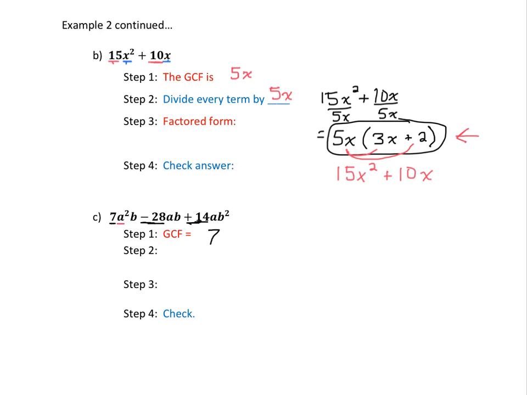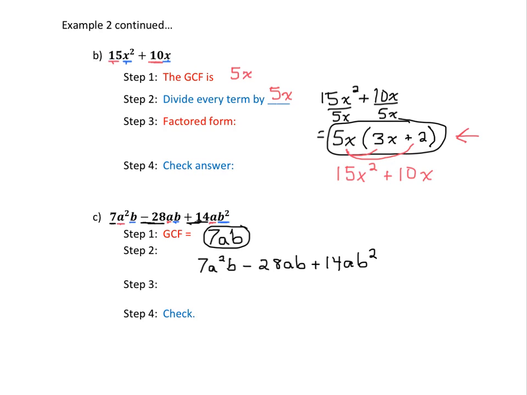Then we look at each variable separately. So we have an a squared, an a, and an a. The most a's that they all share in common is 1a, so we put that onto our greatest common factor. Next we look at the b's. We have a b, and a b squared. So again, the most that they share in common is 1b, so we just put a b on our greatest common factor. So our GCF is 7ab. That's what we're going to divide every term in our trinomial by.